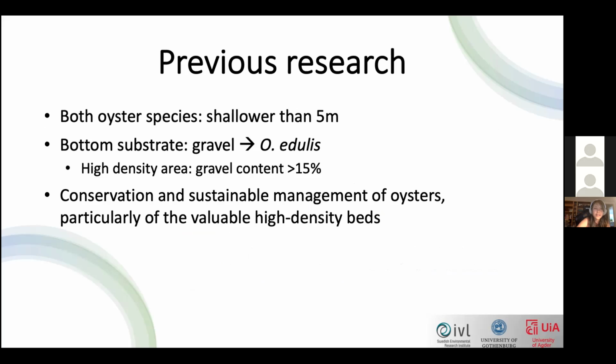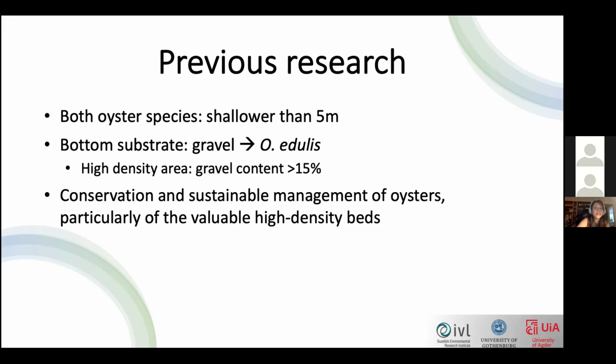And recently, a newly published paper by our team found that both the native flat oysters and the Pacific oysters are widespread at depths shallower than 5 meters, but they have slightly different depth preferences. Nonetheless, they have a significant overlap in location, depth, and habitat preferences. And at least for the flat oyster, which is Ostrea edulis, the most important predictor of presence was gravel substrate. If you have over 15% gravel, then you would most likely have a high density area.